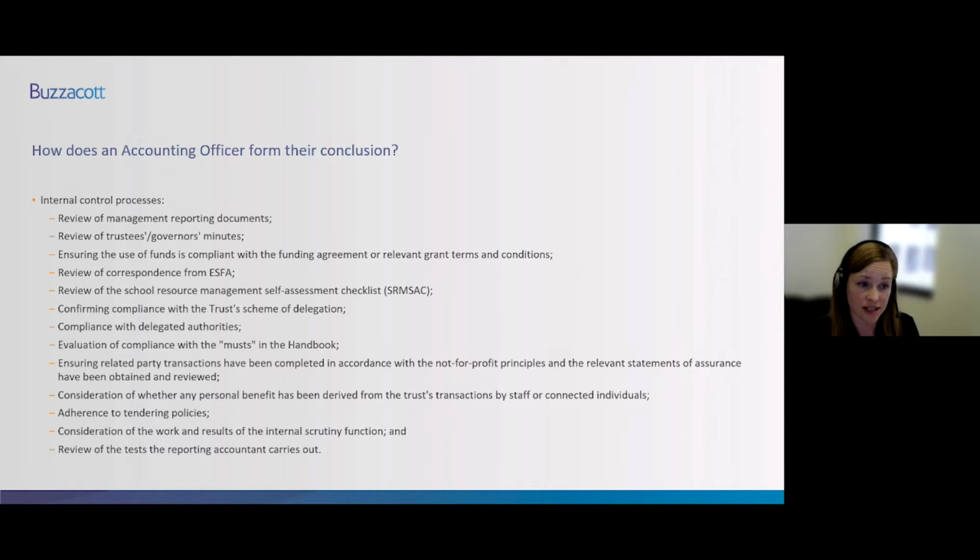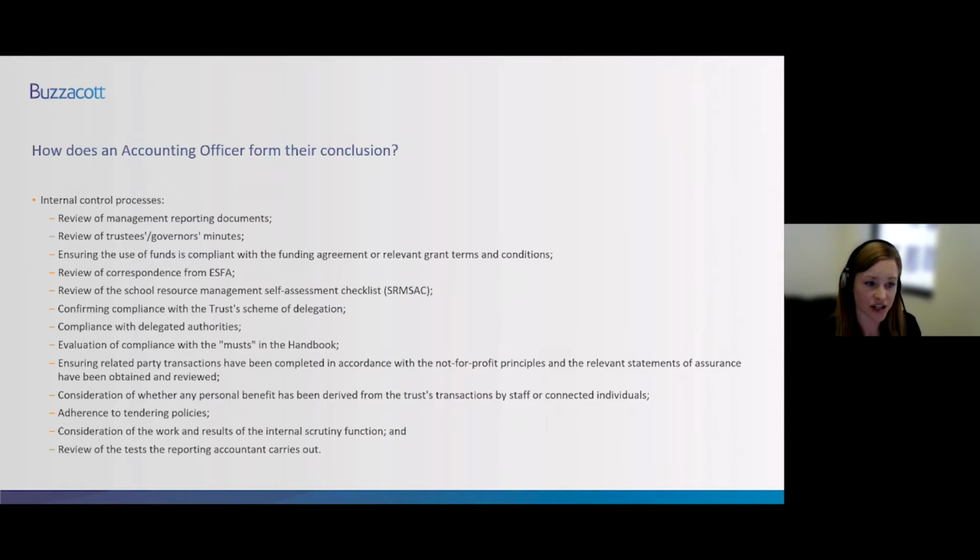And this also covers your processes for managing conflicts of interests, your register of interests and ensuring that that's published on the website, the reporting to the ESFA, and advance approval for transactions over £20,000. And it also encompasses your policy for gifts and hospitalities. And for multi-academy trusts, you need to consider that at a local governing body level as well.